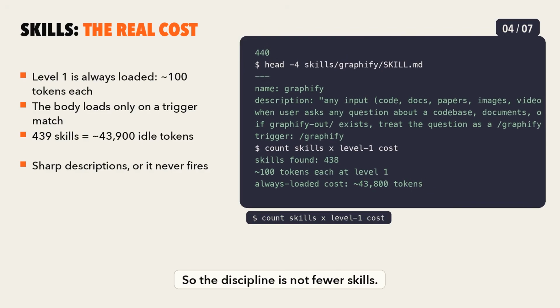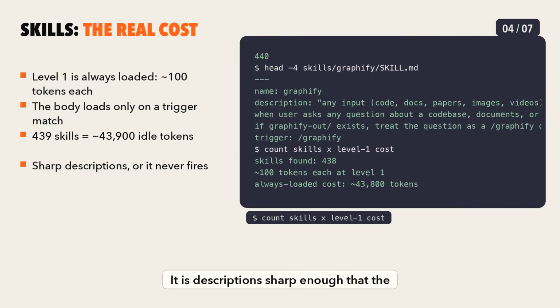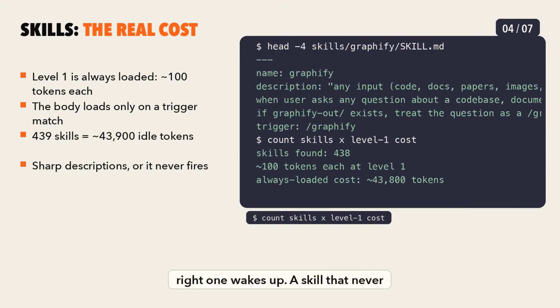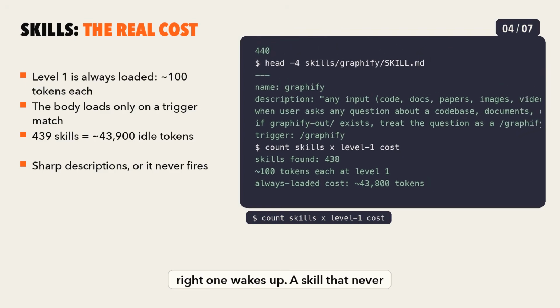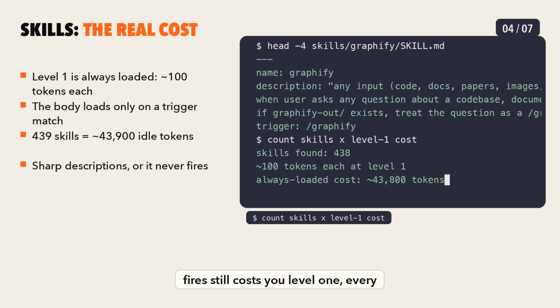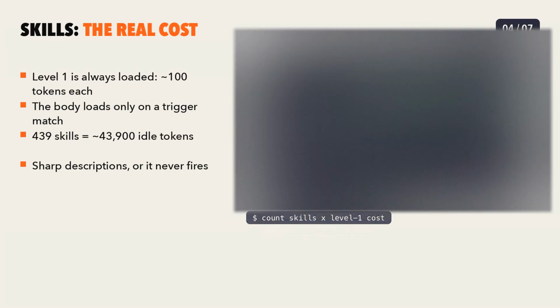So the discipline is not fewer skills, it is descriptions sharp enough that the right one wakes up. A skill that never fires still costs you level 1 every single time.